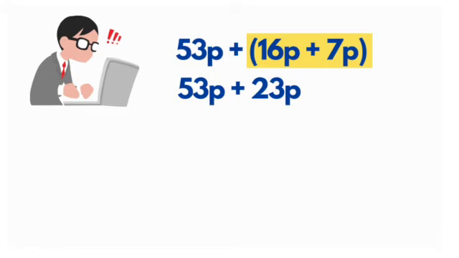So we have 53p plus 23p. We add those together, and we've got 76p. So that'll be the number we'll use going forward to compare and eliminate our answer choices. So let's start with A.